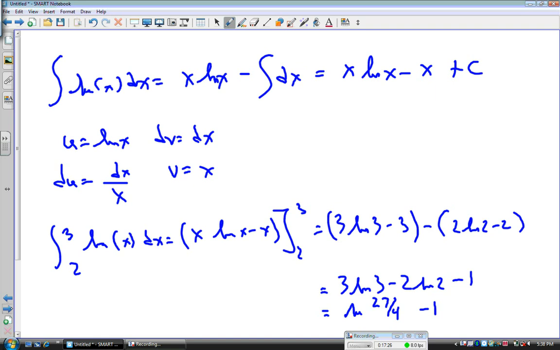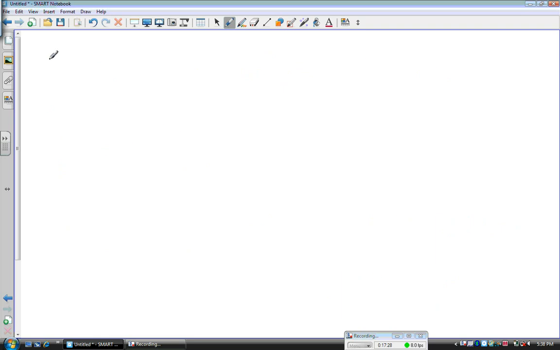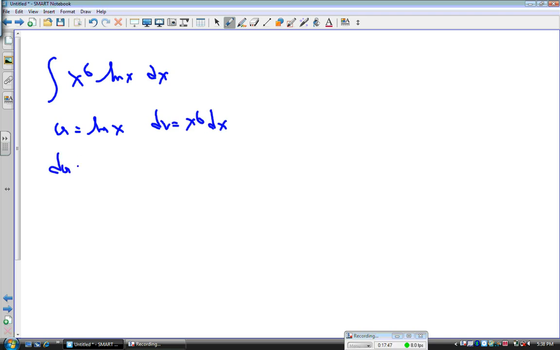What about this? The antiderivative of x to the 6th ln x dx. According to Long Island pet, we have log and power, or poly, so log first, right? So u is ln x, dv is all the rest, and du is 1 over x dx. And v is, well, what is it? It's x to the 7 over 7.